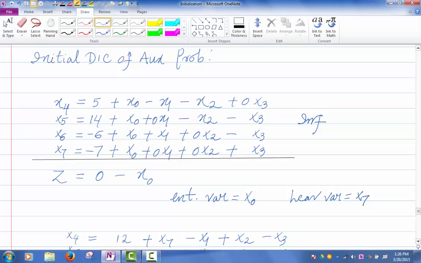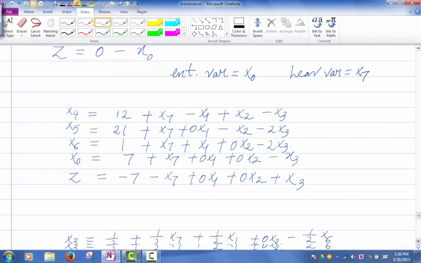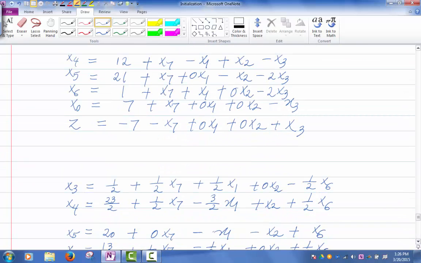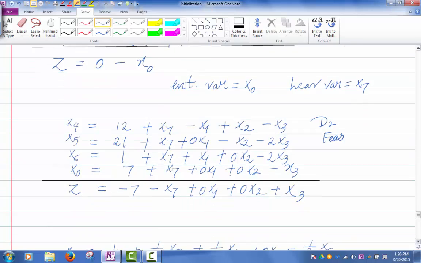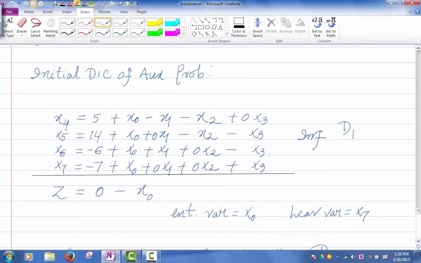And if you do that, you are going to end up with this second dictionary, and the second dictionary will be feasible, right? Now we do our usual operations. Once I get a feasible dictionary, this is the second dictionary, and this is feasible. Let me call that D2, and the previous one, let's call that D1.